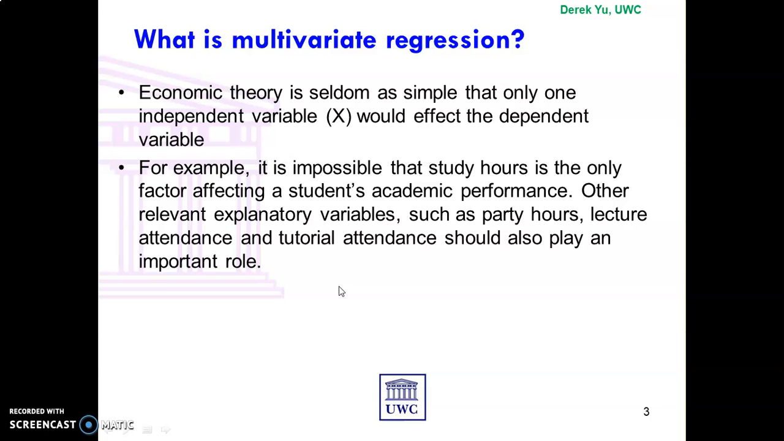Okay, and then for slide number 3, I think in reality it is hard to run a bivariate regression because it is highly unlikely to have only one explanatory variable that could explain the variation of the y value. So I have an example here. With regard to factors affecting students' academic performance, it is impossible for study hours to be the only explanatory variable influencing students' academic performance. So it makes more sense to run this regression as a multivariate regression.